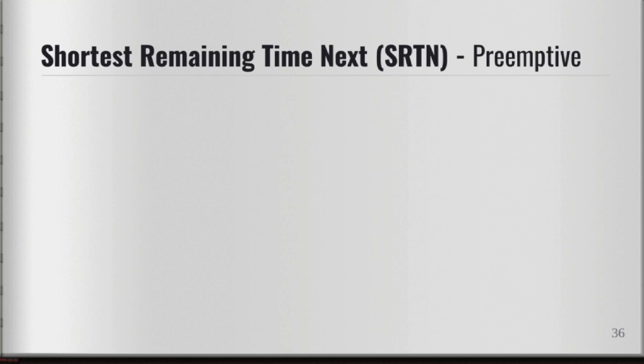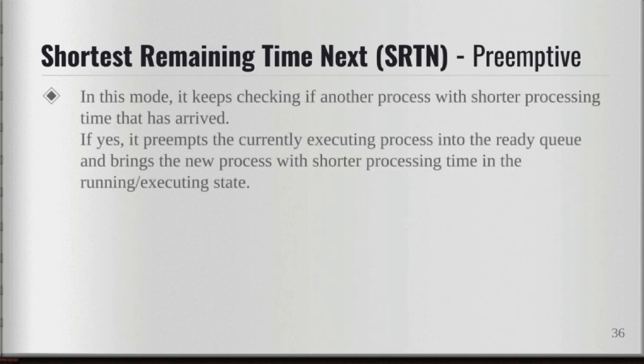Hello and welcome everyone. In this video, we are going to talk about the shortest remaining time next scheduling algorithm. Now, this is a preemptive algorithm, which means that a process can be interrupted and another process can take its place and start executing. In this mode, it keeps checking if another process with shorter processing time has arrived. And if another process has arrived which has a shorter duration of burst time or processing time, then it preempts the currently executing process.